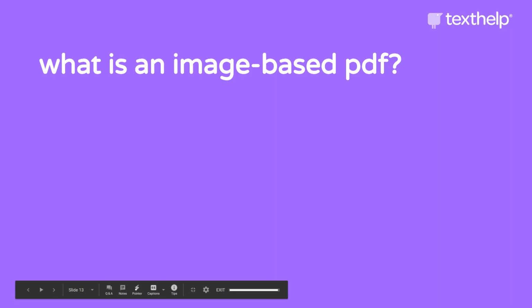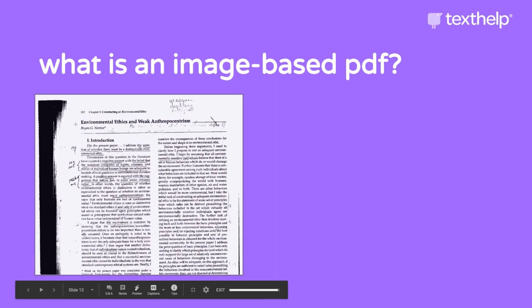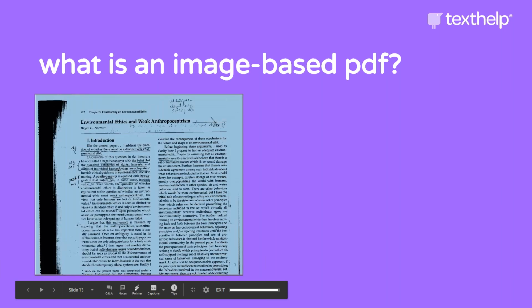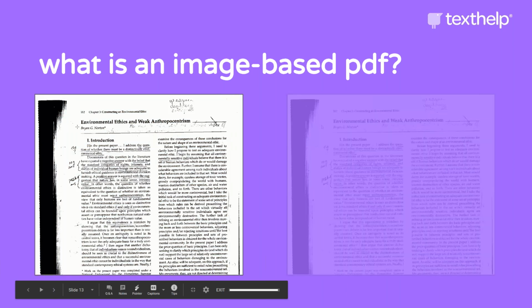So I want to talk about something called image-based PDFs. If I were to just take a quick scan or take a picture of a PDF, it might look something like this. Now notice this is a pretty aged document here, but when I try to select some of the text on that PDF, I'm not able to. All I can really do is drag a box or highlight the entire image. So this PDF is not going to be very friendly for Read and Write.